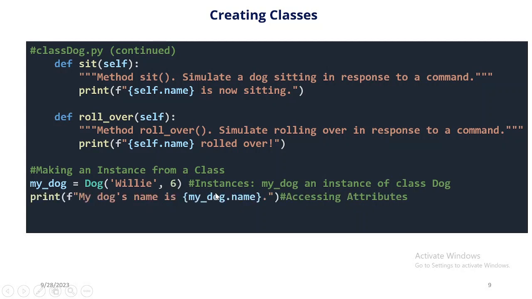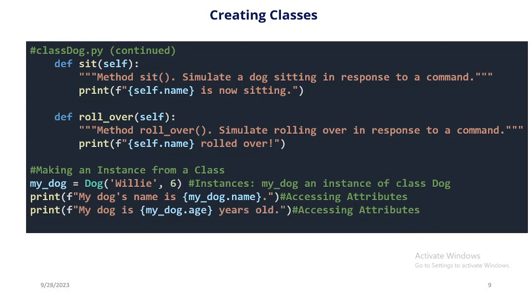So we say print my dog's name is. Since we have created an instance of the class, we can now access the attributes of the class directly by using the dot. So whenever you are writing a Python program and you call a function and you see a dot somewhere, just know that we are actually calling a class that was created in Python as a part of Python. So we say my_dog.name is going to print out the name of the dog, Willie. And when you print out my dog is, my_dog.age years old, it is using the attribute of age.